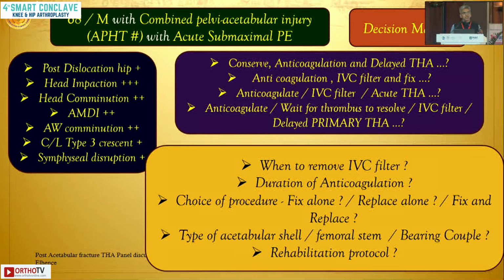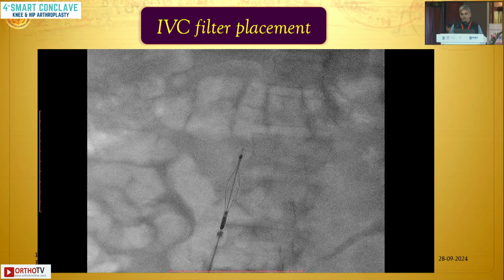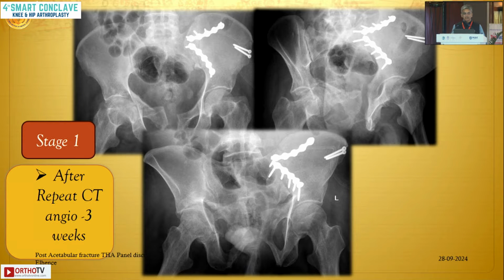So the basic questions that we are asking in these situations is when to remove the IVC filter, what is the duration of anticoag, choice of procedure, fix and replace, and the type of acetabular shells we want to use, stem we want to use, the bearing couple we want to give the patient, and the rehabilitation protocol. So this patient went for an IVC filter placement and 3 weeks later, underwent the procedure in 2 stages.